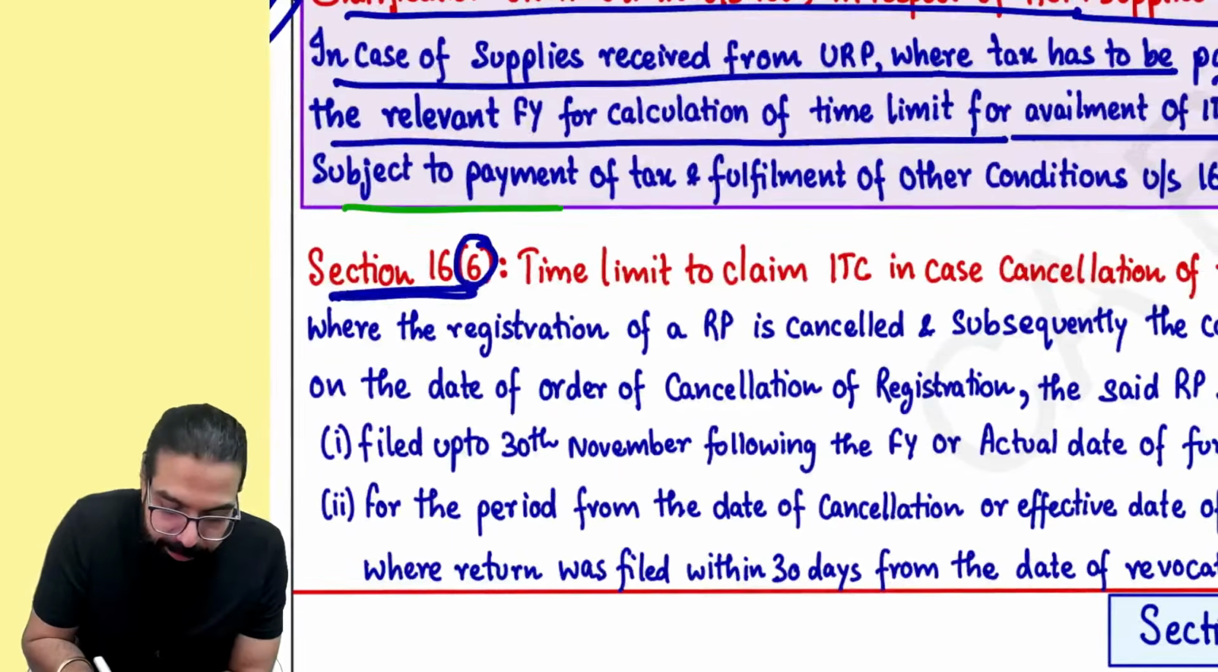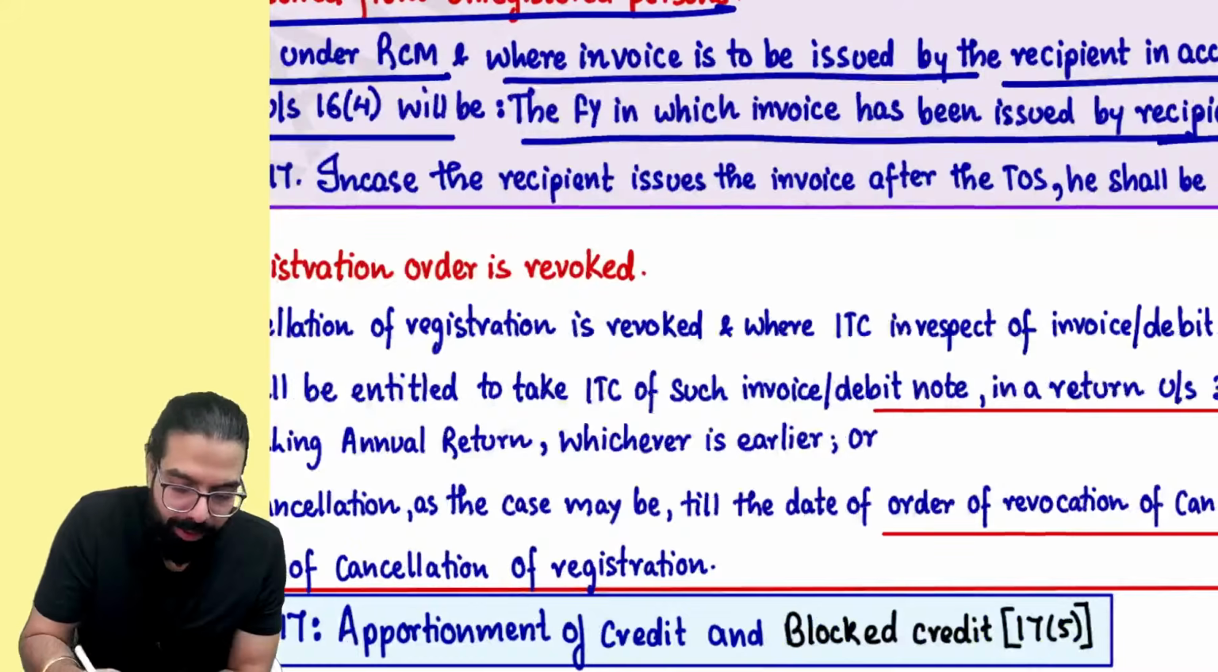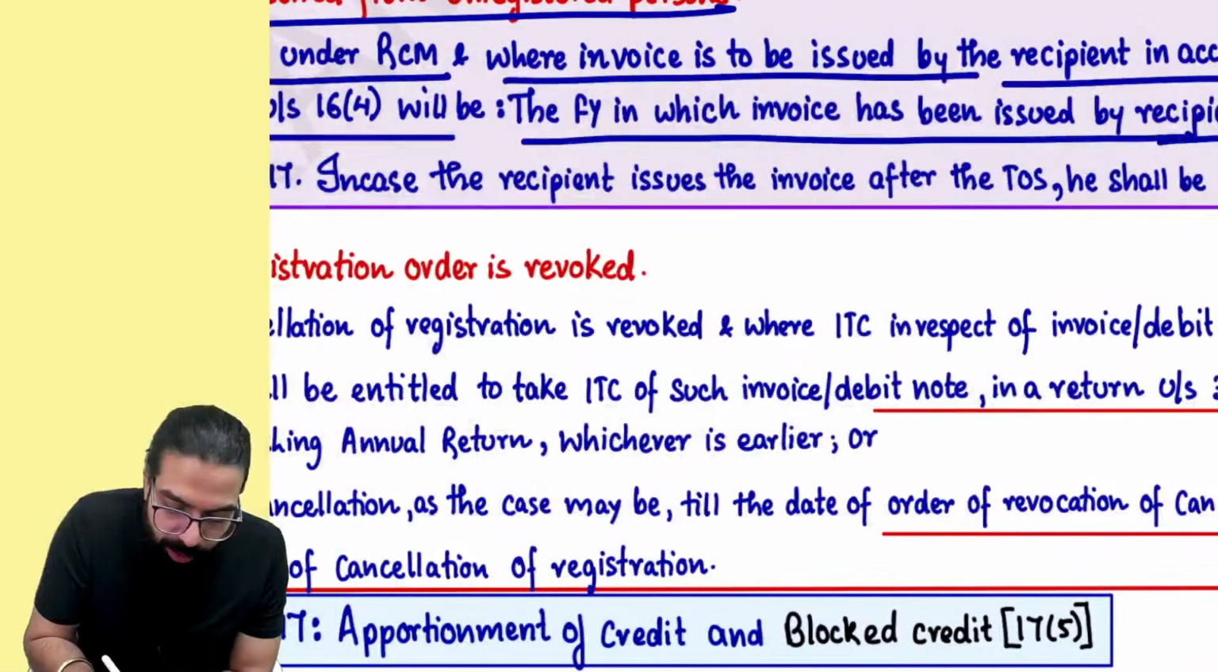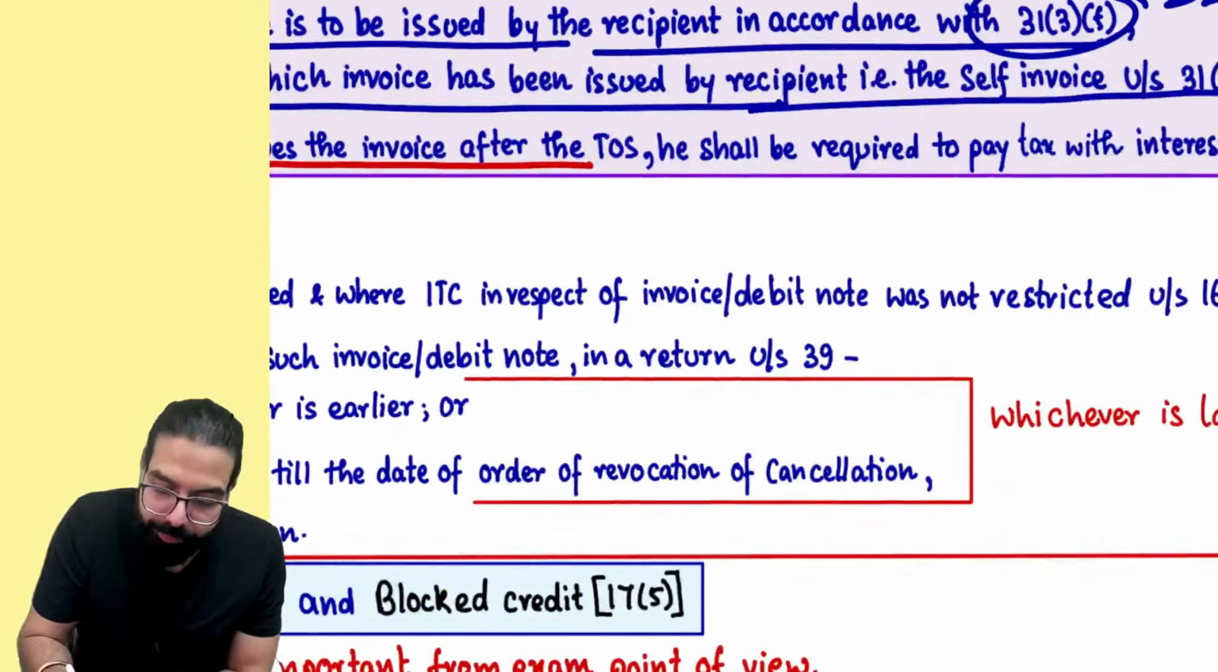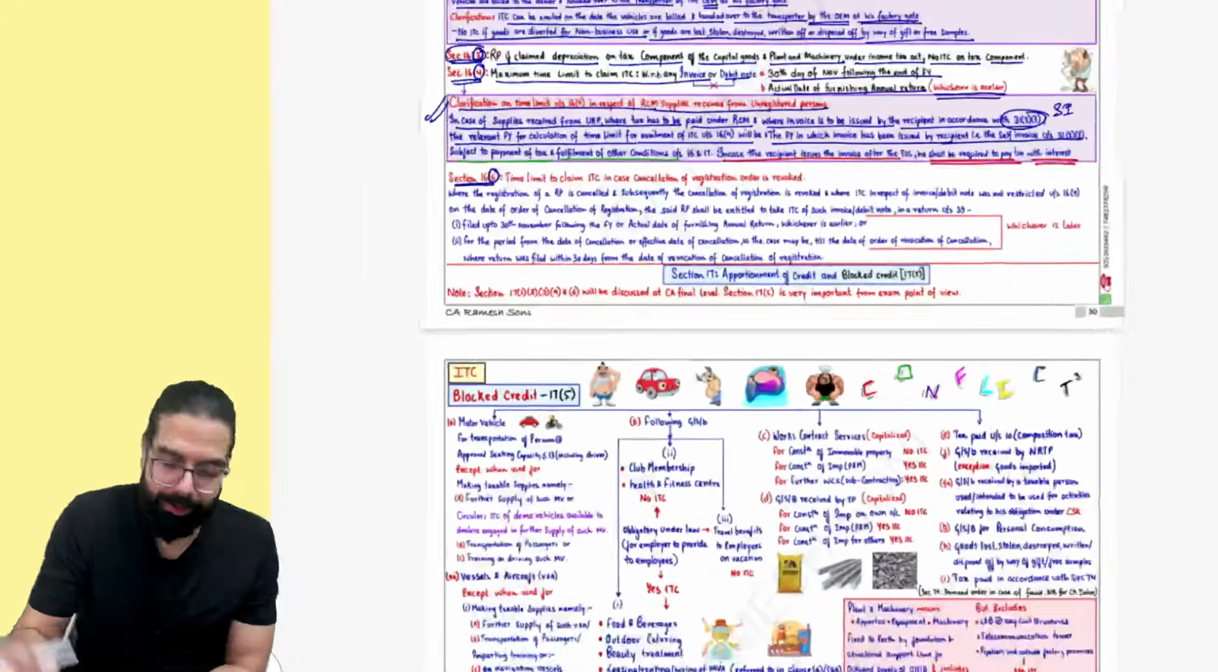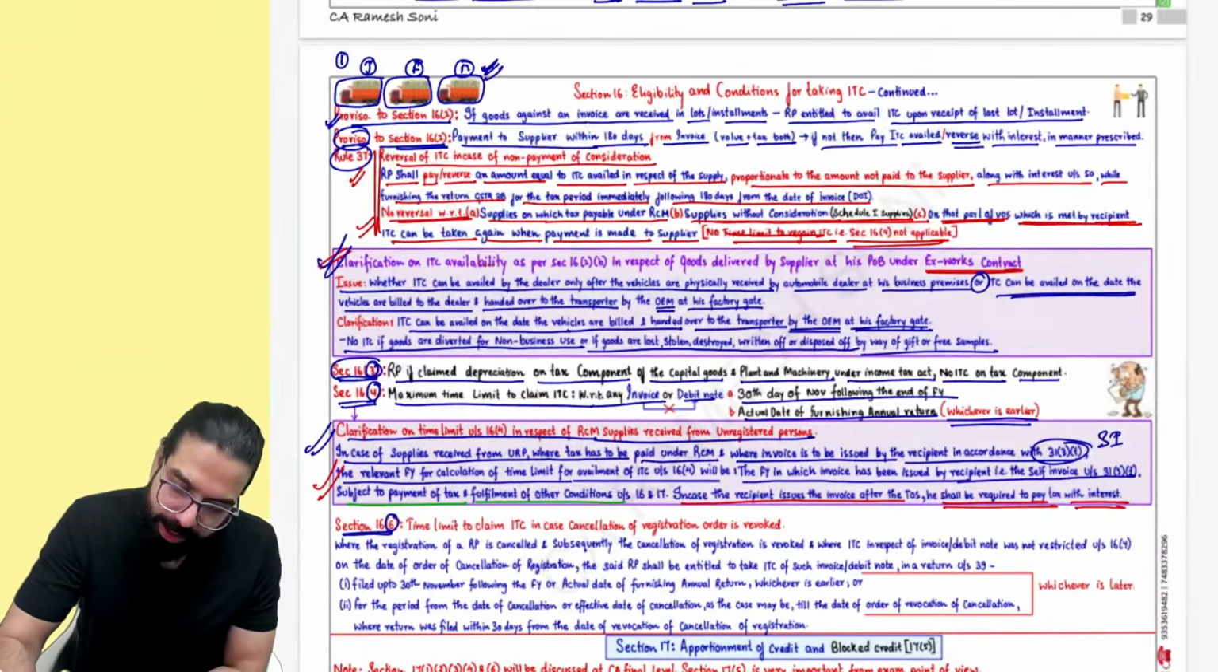It says subject to payment of tax and fulfillment of other conditions. In case, because you are paying the tax late, you are required to pay along with interest. Done, sir. Sir, can you please repeat once again? Yes, I'll repeat for you.